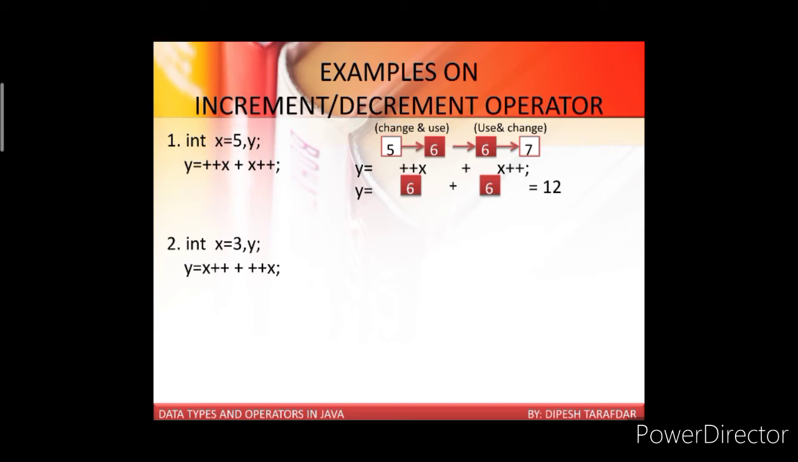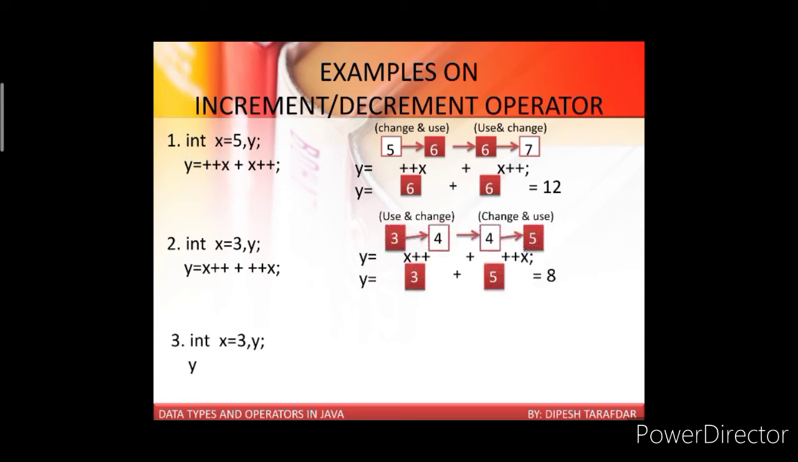In the second example, int x is equal to 3, y is equal to x++ + ++x + y. So the first x++ is postfix which says use and change, and ++x is prefix which says change and use. So it will work like x++, the value of x is 3, so 3 will be used and then it will change to 4. 4 will be carried forward to ++x where it will change to 5 and 5 will be used. So you will get 3 plus 5 is equal to 8.